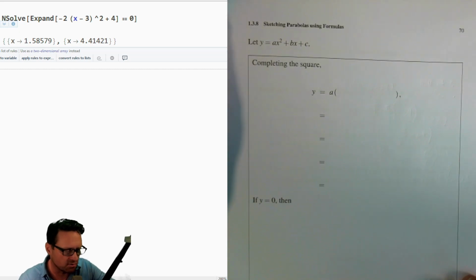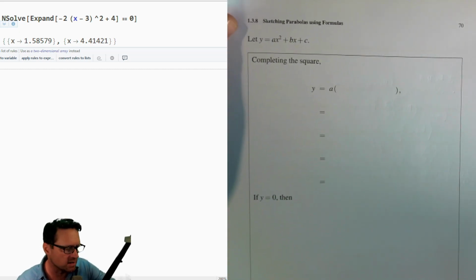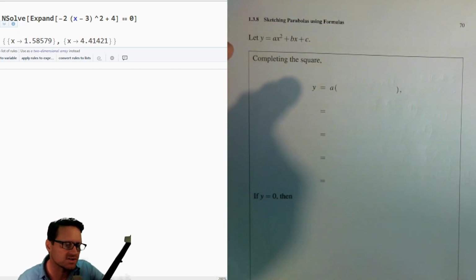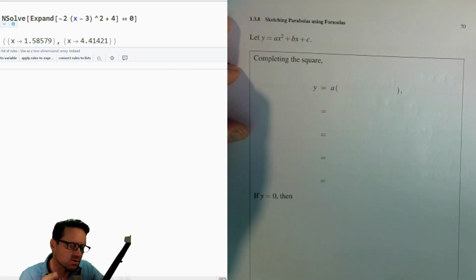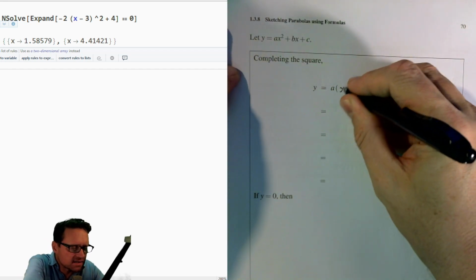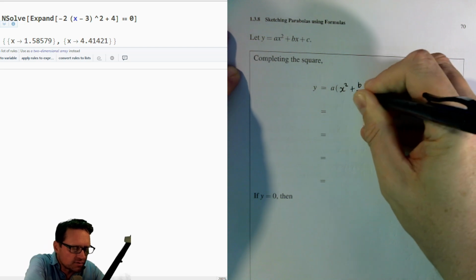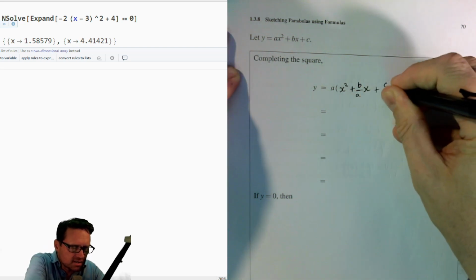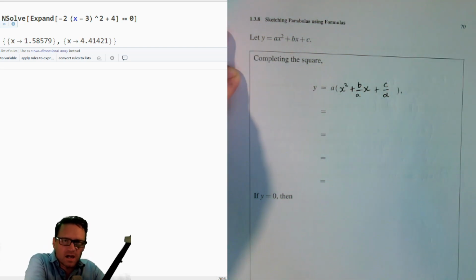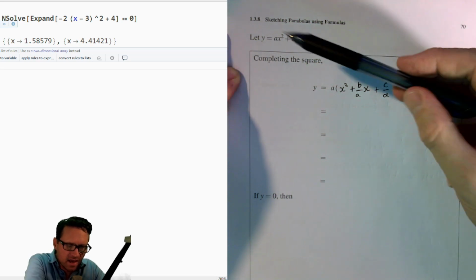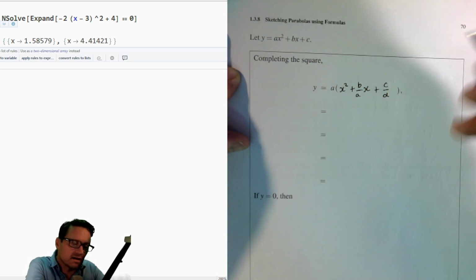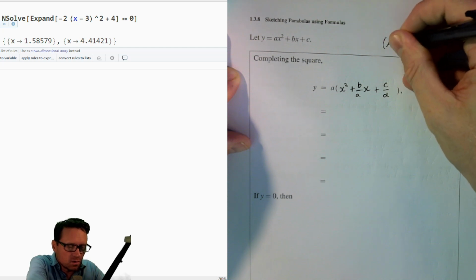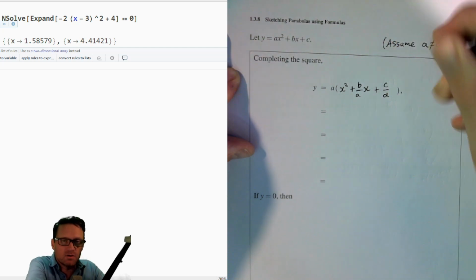Okay, sketching parabolas using formulas. So here I'm going to derive what's called the quadratic formula. So remember, first, in my process of completing the square, I factored out the leading coefficient a. So what I would have remaining in the brackets is x squared plus b over a times x plus c over a. And now that's fine because a is non-zero, because if a were 0, this would be linear, and we've assumed that it's not just linear. So we assume a is not equal to 0 here.